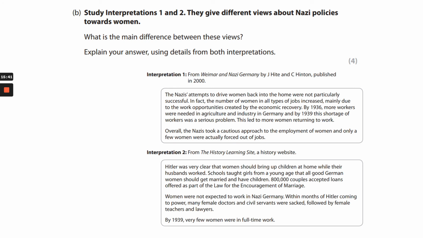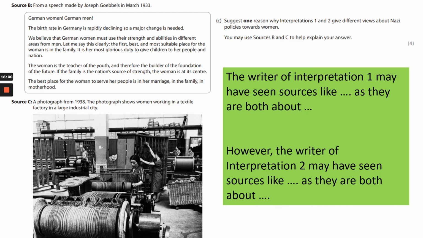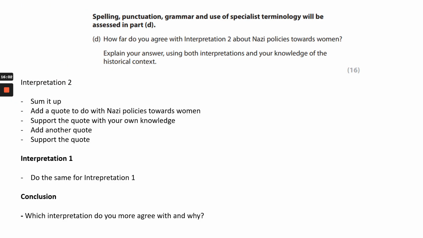And this also fits with what I know, because the Nazis not just did this, but they also created Mother's Cross, which you gained if you were a woman and you had sufficient numbers of children to gain the Gold Cross, 8 children, and so on. And that connects because they're both about trying to encourage women to have children. So I can connect that with my own subject knowledge. I do that again for that interpretation if I can. If I can't, I move on. I do the same for interpretation 1.